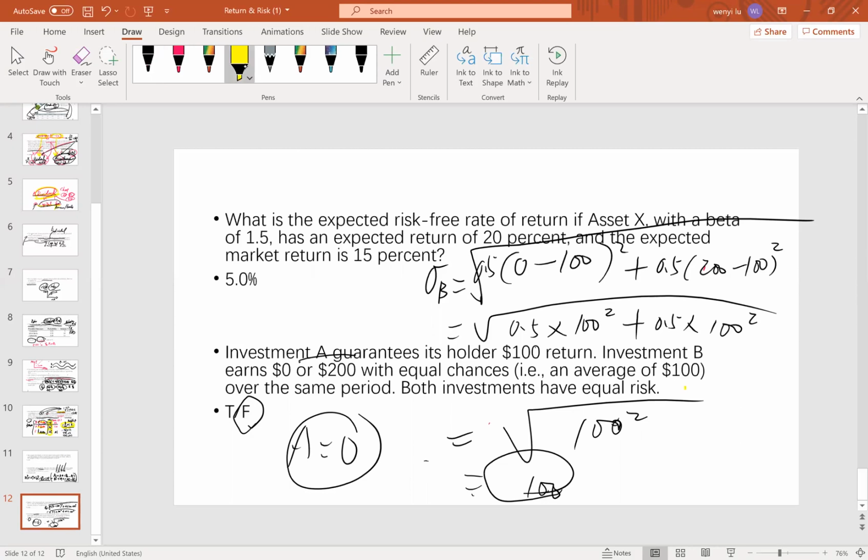So you can see the difference, and this difference squared, times probability, then take the square root. If in the final exam I ask you the same question, but ask whether the two investments have equal expected return, you should say true. But if I ask whether they have the same risk, you should say false. So be careful with these questions.